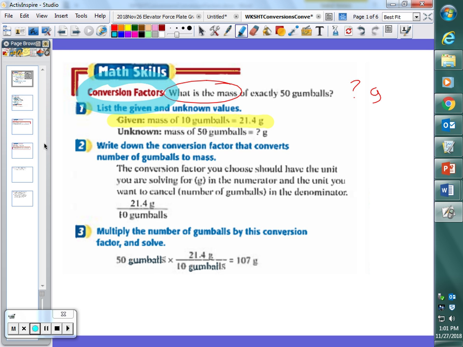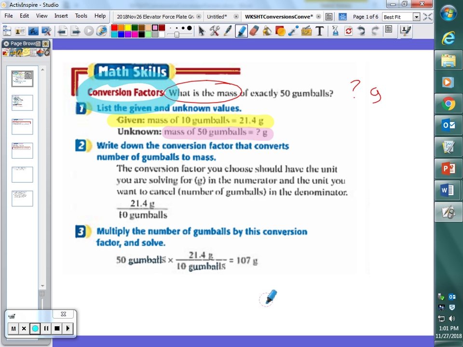For example, here we're trying to find out the mass of 50 gumballs. So we know at the end of the day we're going to have 50 gumballs. But we don't want to know how many gumballs we have. We want to know how much mass they have. So we have to go through the process of turning a count of 50 gumballs into a mass. That's our goal in this problem.